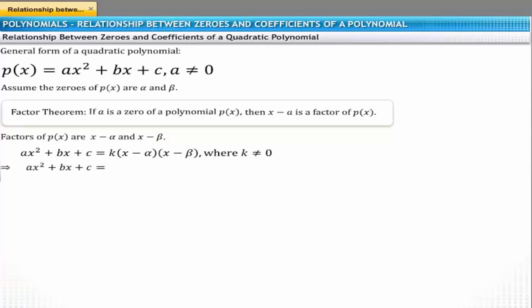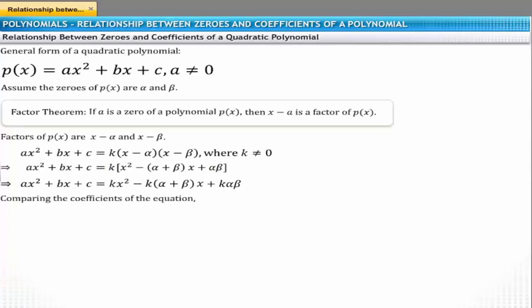Let's multiply the factors on the right-hand side of the equation. The equation obtained is as shown. Now, let's compare the coefficients on both the sides of the equation. A is equal to k. This is by comparing the coefficient of x square. Let this be equation 1.